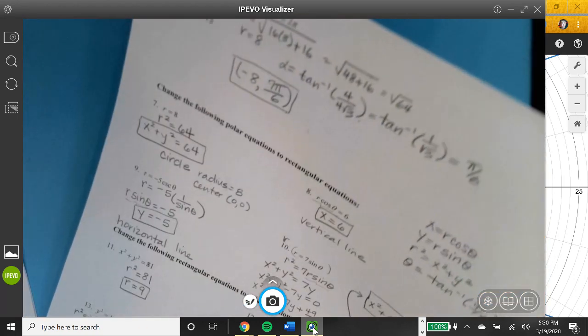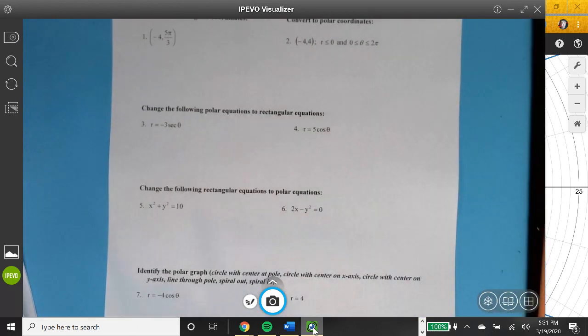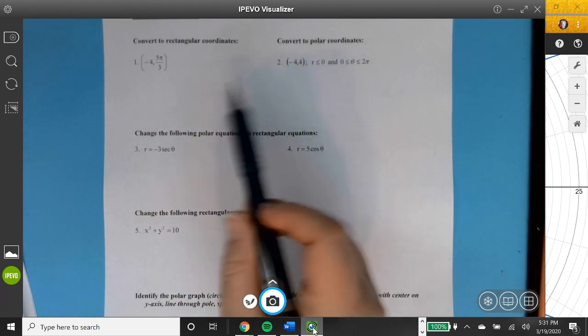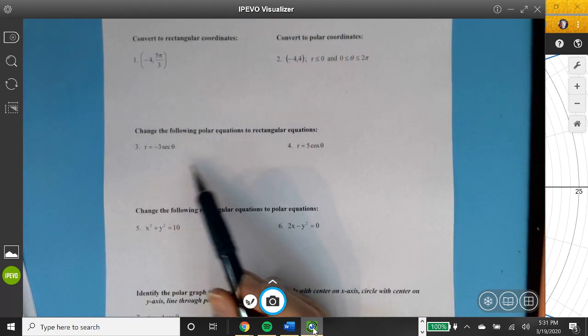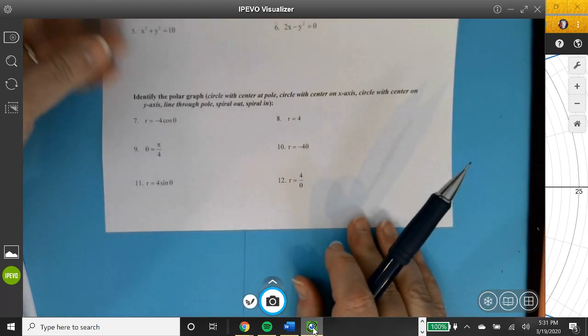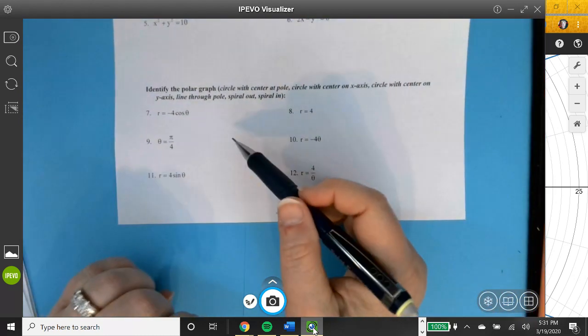Now I'm going to move to page 3. Okay, and I'm not going to do the conversion to polars and all that because we've done that already. I'm not going to convert these. So I'm going to move on to number 7. Okay, because this is where things get a little bit more interesting.